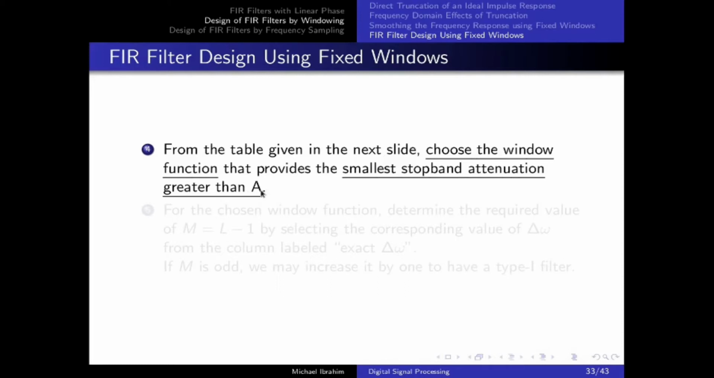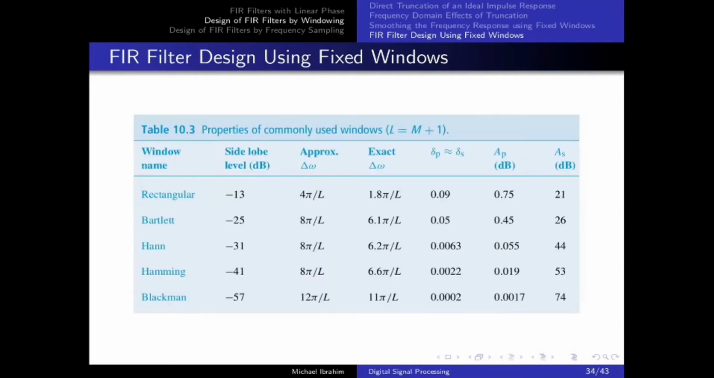So we have two windows, the Hamming and Blackman, providing stop band attenuation larger than the 50 decibels we have. We will choose the smallest one, which is the Hamming, providing 53, because the smallest one larger than 50 will give us a shorter filter and hence a less complicated and less expensive filter with less delay and so on. So this is about choosing the window based on the stop band attenuation.